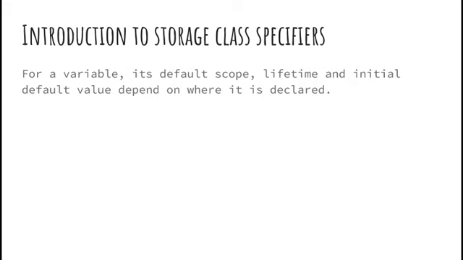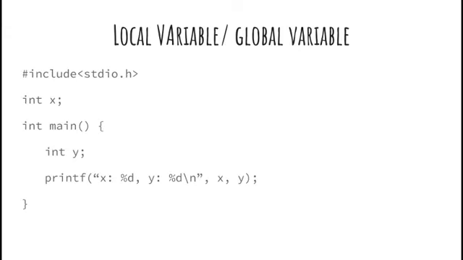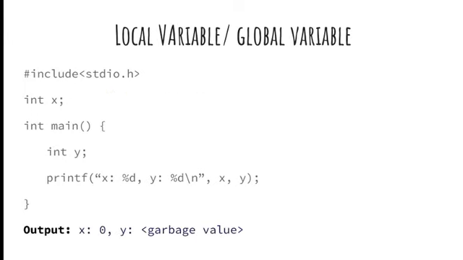So we'll see this with a simple example. Here in this code, y is a local variable. It is local because it lies within the curly braces of the main function. X is a global variable because it is declared outside of any function. So in terms of their scope and lifetime, y is accessible only to the function main. No other function can access it. So that is its scope. And for x, the scope is the entire file. So any function in this file can access the variable x.